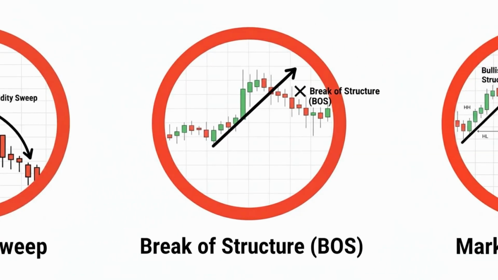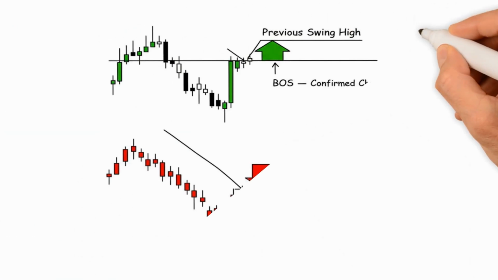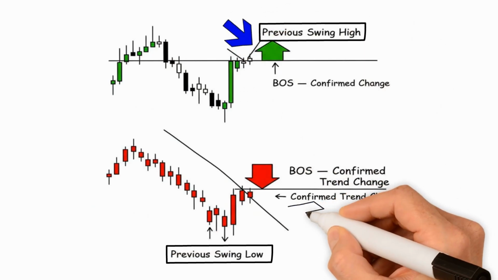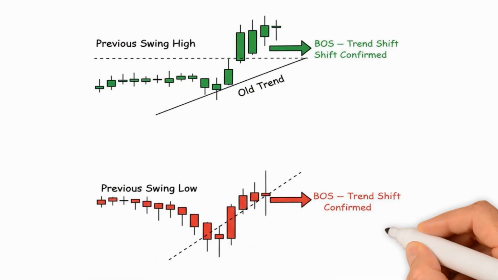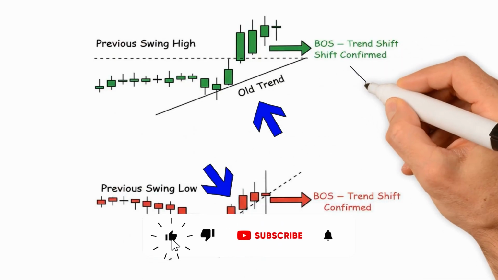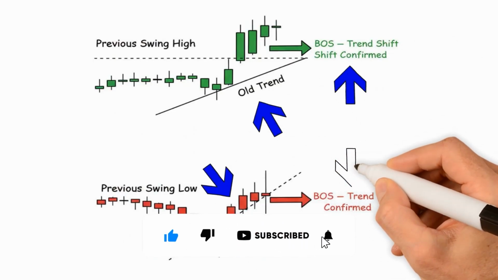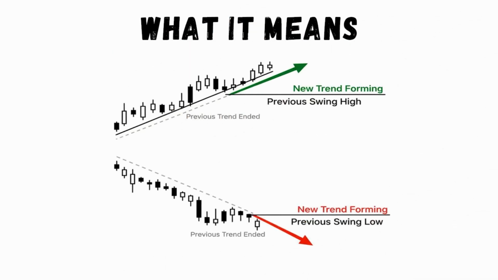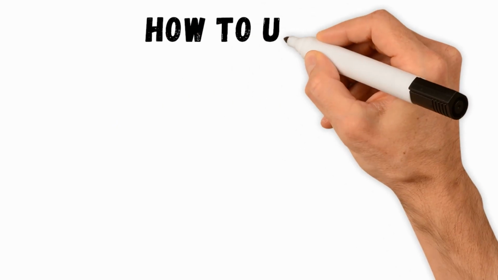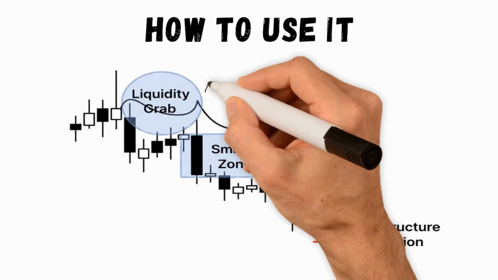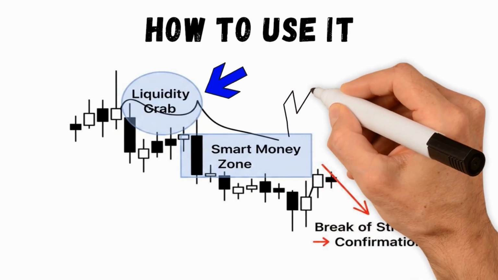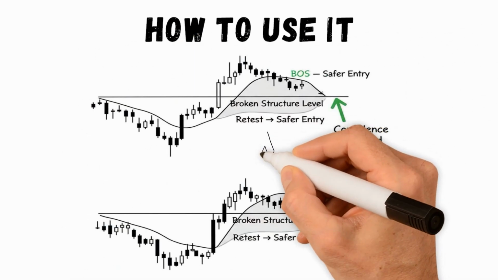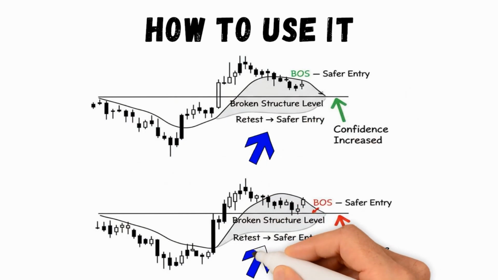Break of structure, BOS. A break of structure happens when price moves past a previous swing high or low, confirming a new trend direction. It's not just a wick, it must close beyond the level. BOS validates that the market is shifting away from the old trend. What it means: the previous trend is likely over, and a new one is forming. How to use it: wait for a BOS after a liquidity sweep or order block to confirm that smart money has stepped in. This adds confidence to any entry. You can also wait for a retest of the broken level for a safer entry.